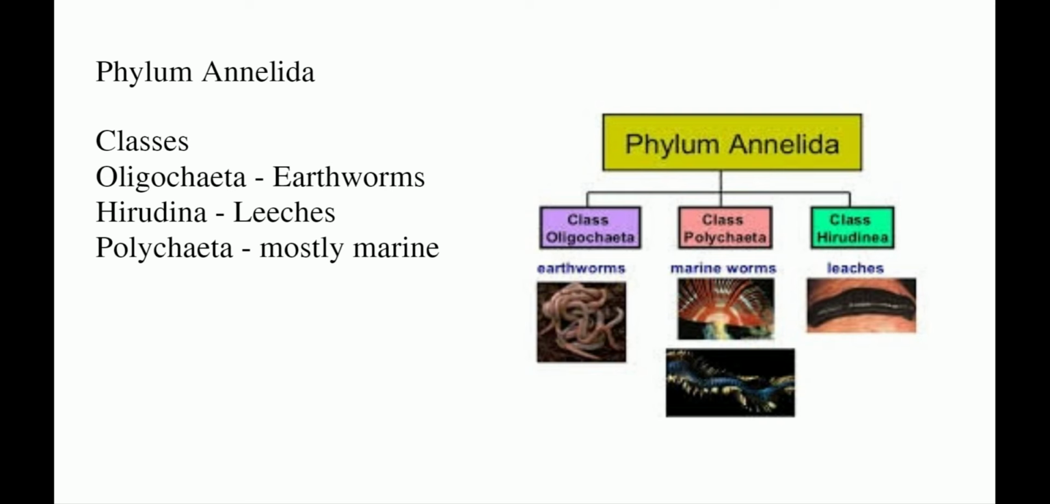So we have our earthworms, we have our leeches, and then we have our marine worms or our bristle worms. And that's actually what that word means, polychaeta. Poly again means many, and chaeta means bristle, so it has many bristles. And then we have our oligochaetas, our earthworms. And oligo means, boy, I think it means relatively few or more sparse.